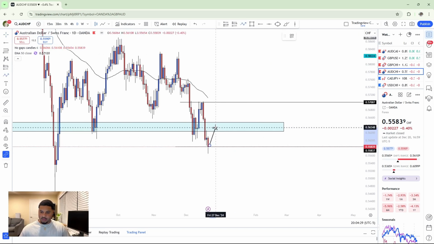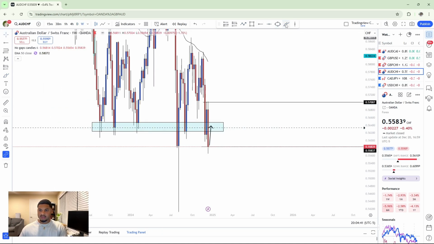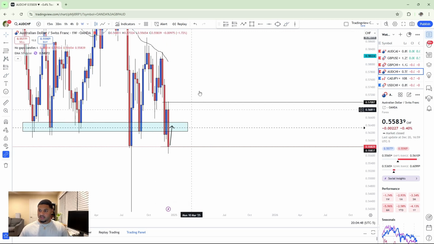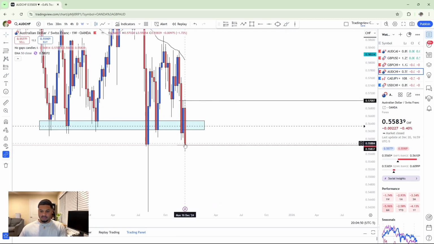So all I'm looking for is for price to come back, close, give us that shift of structure engulfing on the next day, and then we take that. EMA is also above price on the daily and on the weekly. Although the EMA is far, it is still above price. So AUDCHF, that's what I'm looking for.